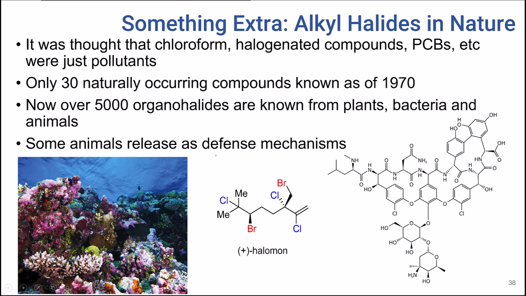Some animals actually release these as defense mechanisms. Halomon comes from the red algae and has anti-cancer activity. And this large structure here is vancomycin, which is an antibiotic used to treat bacterial infections. And if you're looking for the halogen here, there is one chlorine right there.